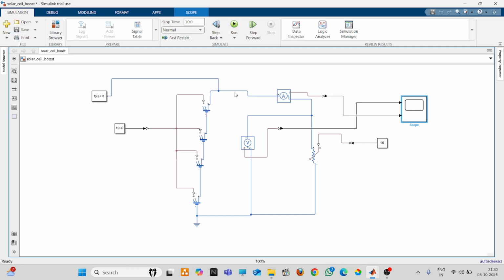So you can perform this experiment and try to find out the output voltage and the current, and try to view the waveforms in this scope also.